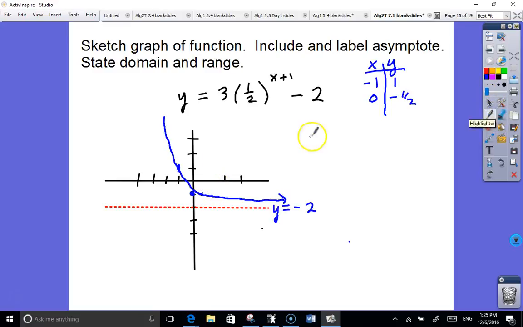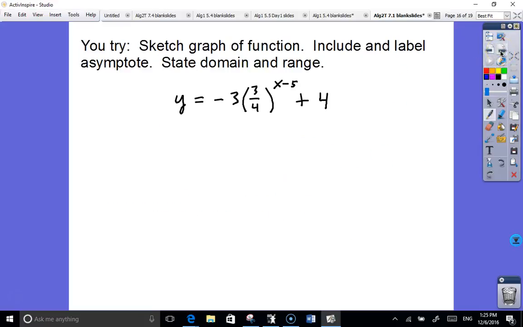So what is the range? Y is greater than -2. There you go. So again, make sure that you include the asymptote and label it, no matter what the book says. Right? Okay, so try to sketch that one.